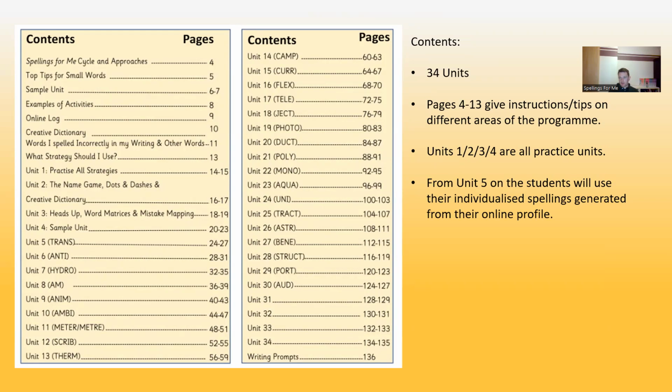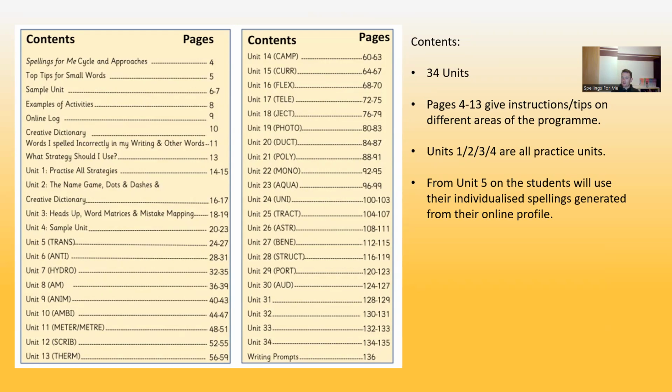If you are new to using Spellings for Me, we have practice units at the start, units 1, 2, 3, and 4. Even if your class have been doing Spellings for Me for the last 2, 3, 4 years, we still recommend you do these practice units. You don't have to spend all 4 weeks doing them, of course. You can get them done a little bit quicker if your students are well ahead in relation to using the program. But it is of the utmost importance that you as a teacher revise the strategies with them and complete units 1, 2, 3, and 4.